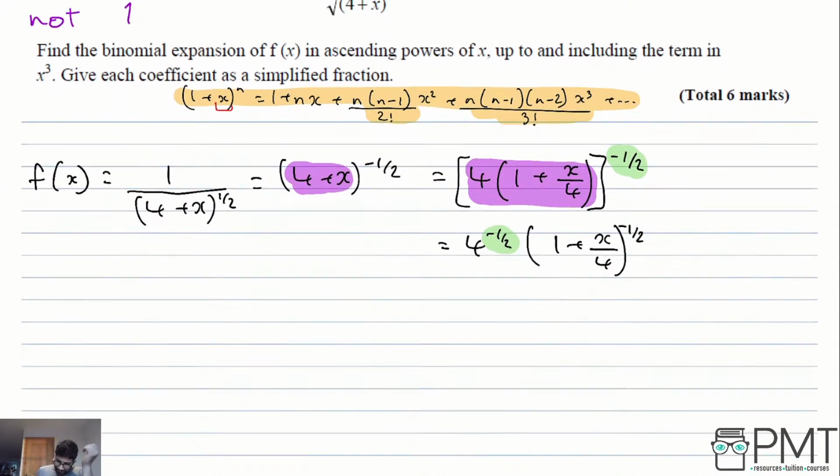So once you write that, you can simplify it further. You can say this is what's 4 to the minus a half. This is 1 over root 4. So this is 1 over 4 to the half, which is going to be 1 over 2. Then 1 plus x over 4 to the minus half.